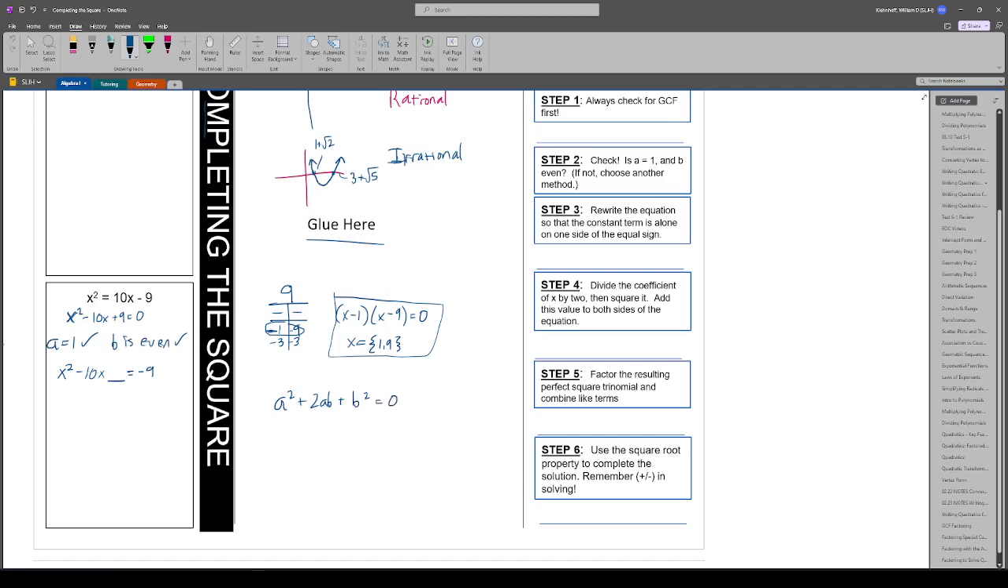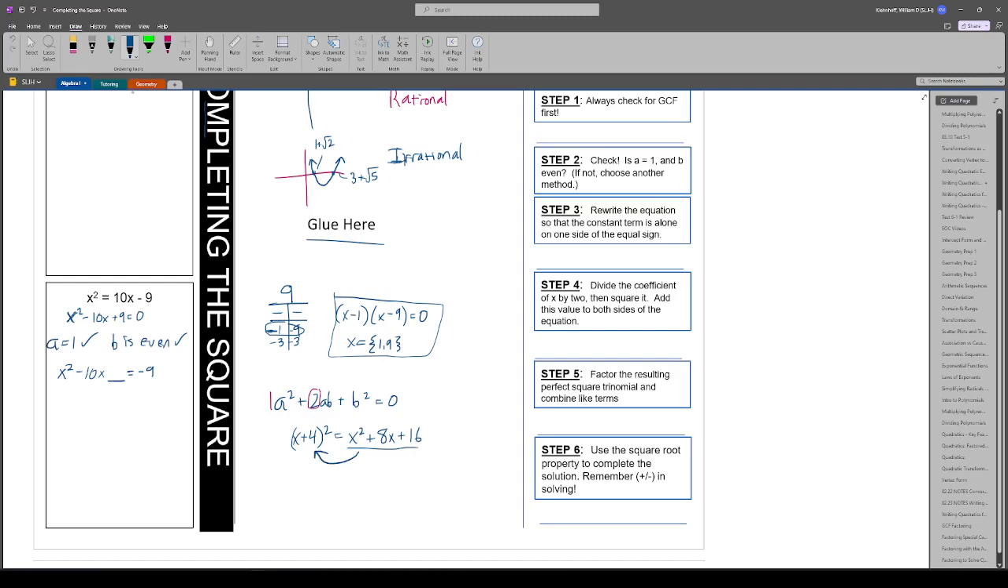So that's hopefully going to help you see why we want an a value of 1, so it's 1a squared, and this number we want to be even so that we have an even number of ab's. So for example, if I had x plus 4 squared, I get 1x squared, and I get an even number of x's because I get 4x and 4x, and then I get 16. So we're trying to create something like this so that we can factor it into something like this.